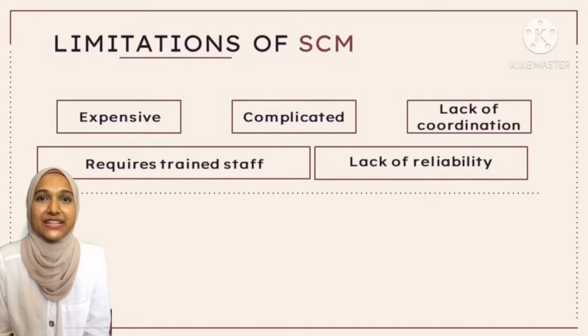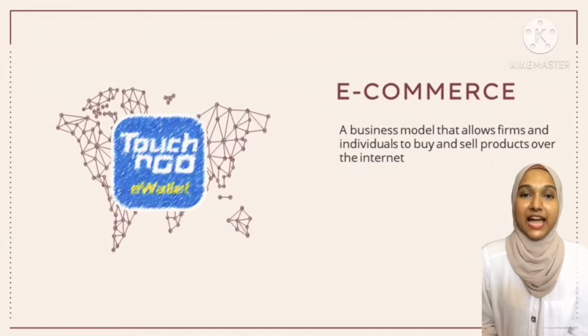And lastly, it lacks reliability. Supply chain management is not very reliable as it is dependent on the mode of information exchanged among departments. There will be inaccuracy in sharing information, and this will have an adverse effect on the company's performance as a whole. Now I will tell you about e-commerce.